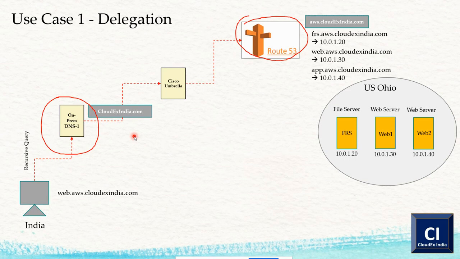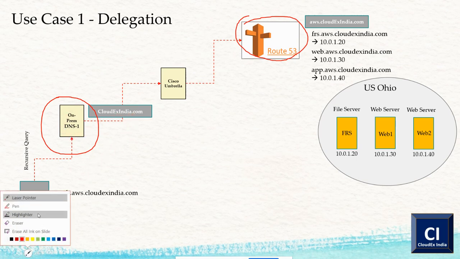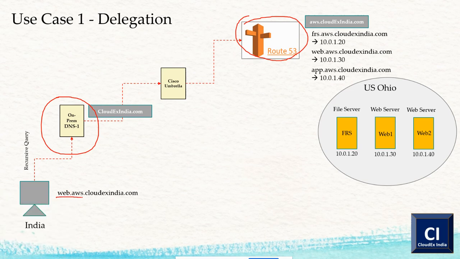Okay, now we are agreed to create this diagram or structure in the organization, but how will my on-premises DNS server know that any query related to web.aws.cloudxindia.com, I should forward to Route 53? Okay, so the moment you reach your on-premises DNS server here, it will say, okay, let me verify the query. You said web.aws.cloudxindia.com. So it will go and say, I am cloudxindia.com, but there is no AWS subzone created.